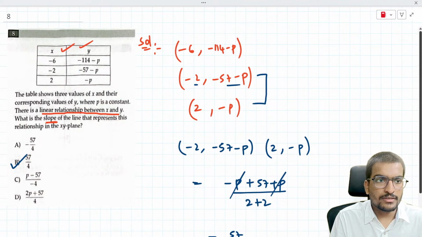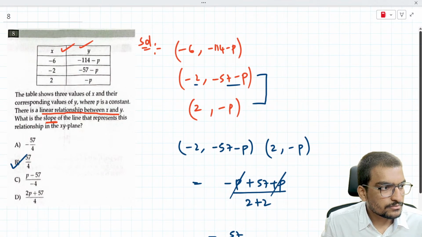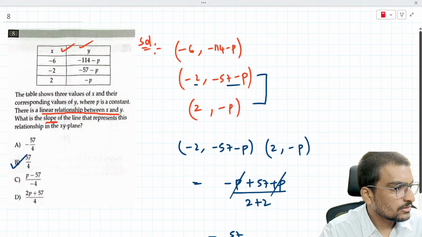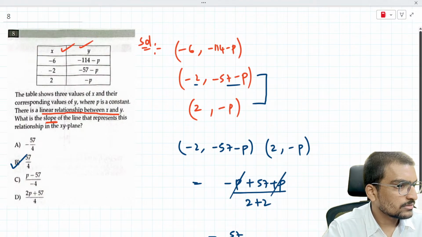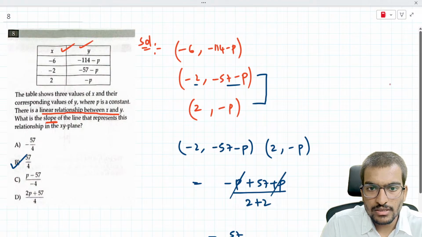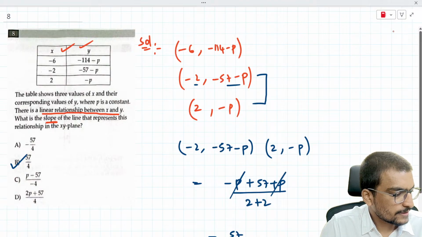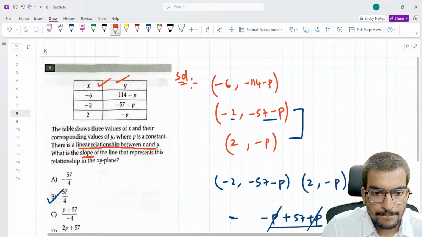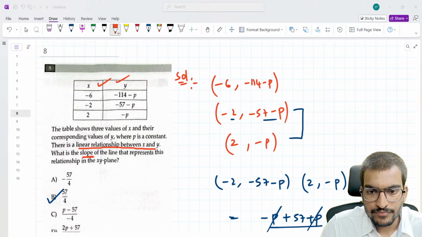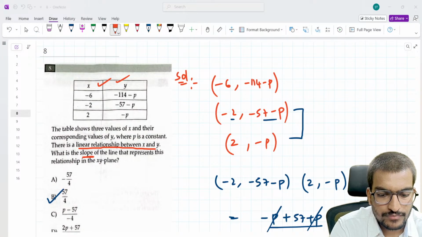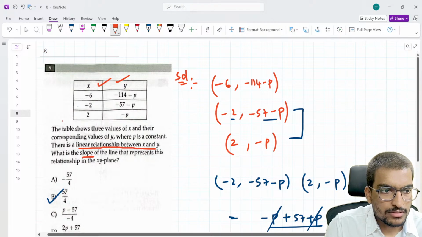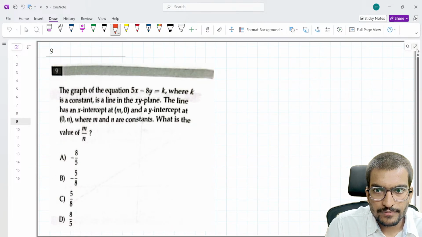Is that clear? Just let me know if this is fine. I'll move with the next question. Yes, thank you. I'll just move with question 9.